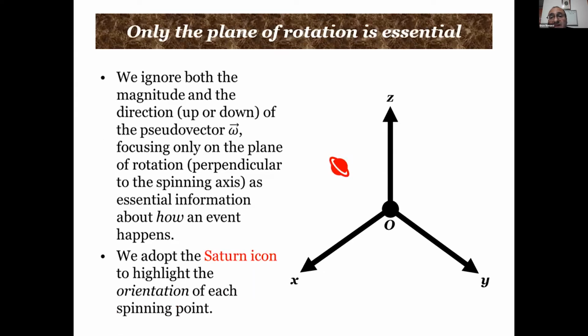Only the plane of rotation is essential. We ignore both the magnitude and the direction, up or down, of the pseudo-vector omega, focusing only on the plane of rotation perpendicular to the spinning axis as essential information about how an event happens. We adopt the Saturn icon to highlight the orientation of each spinning point.